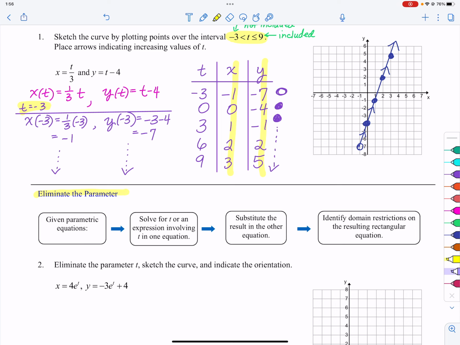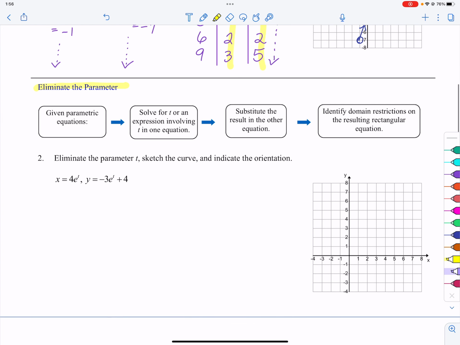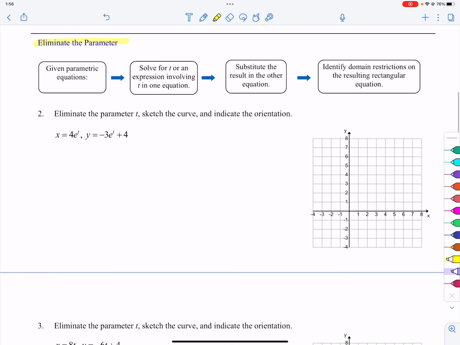Okay. Now let's talk about how to eliminate the parameter. Each one of these functions was dependent on the parameter t. How would we eliminate the parameter? Well, first someone gave us parametric equations. What we're going to do is solve for t or an expression involving t in one equation.